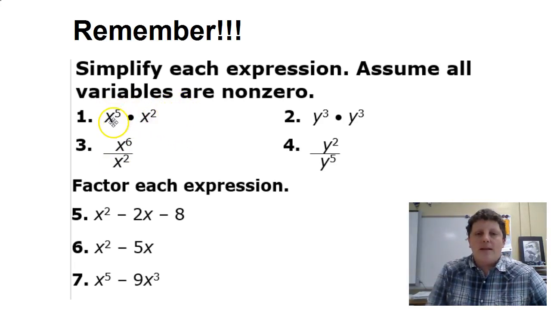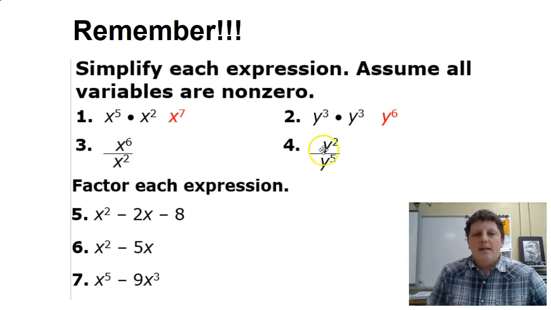If I'm going to multiply x to the fifth times x squared, you should remember that when you're multiplying like bases, you add the exponents. So we get x to the seventh because 5 plus 2 is 7. Y to the third times y to the third: again, you add the exponents to get y to the sixth power. 3 plus 3 is 6.